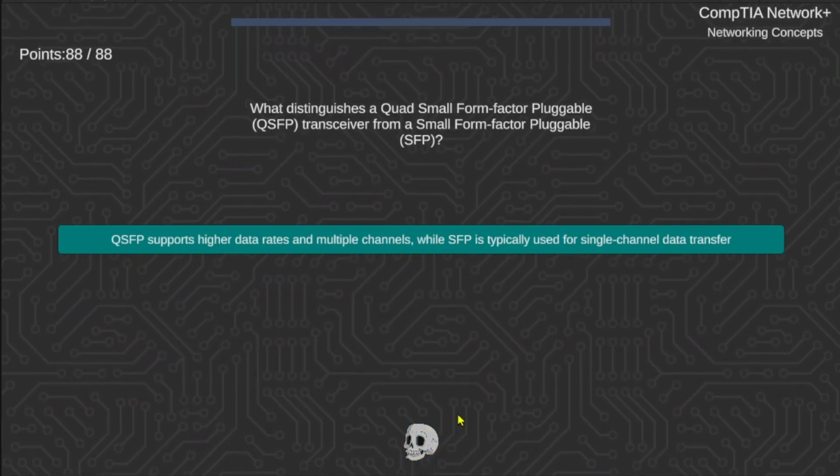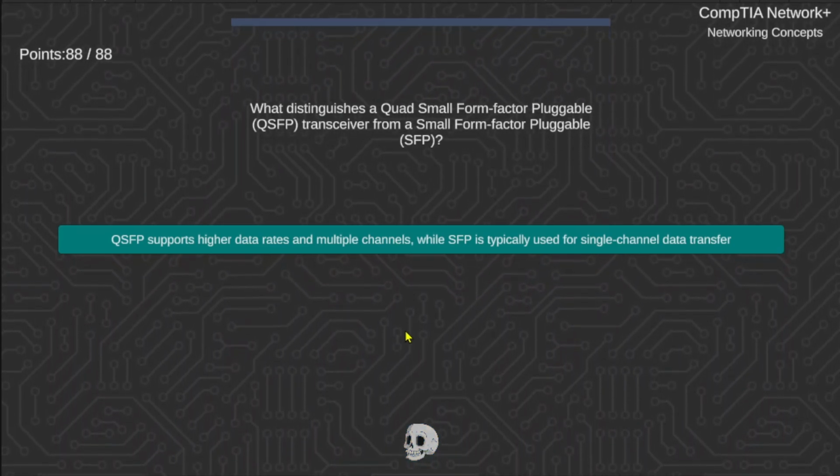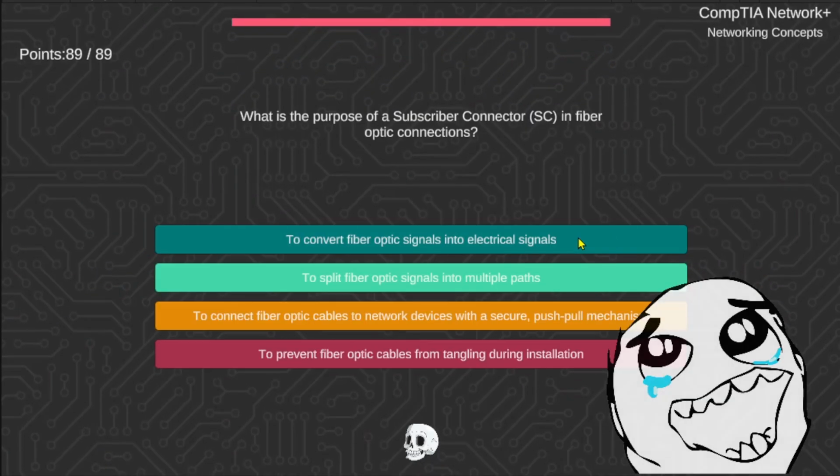Correct answer is QSFP supports higher data rates and multiple channels, while SFP is typically used for single-channel data transfer.